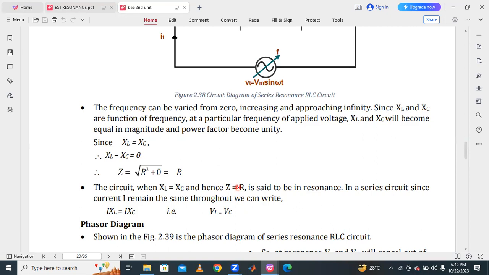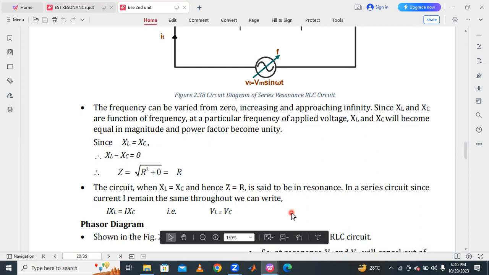Below resonance condition and above resonance condition, the current is different. Below resonance condition, the circuit acts as a capacitive circuit; XC is more dominating below resonance. XL is more dominating above resonance condition. So below resonance, it acts as a leading power factor circuit, and above resonance condition, it acts as a lagging power factor circuit. Below resonance, the capacitor is dominating, so it offers a leading power factor. Above resonance, the inductor is more dominating, so it offers a lagging power factor.